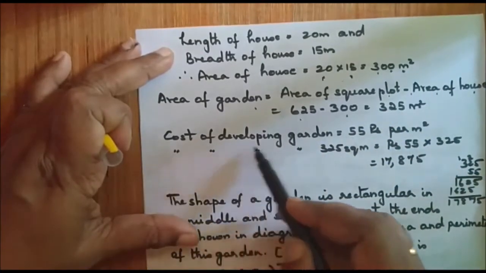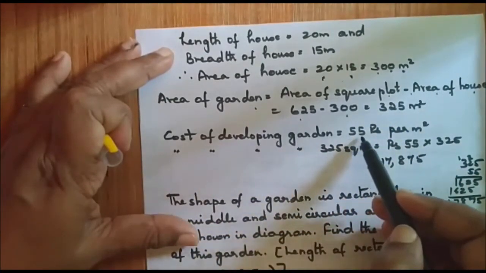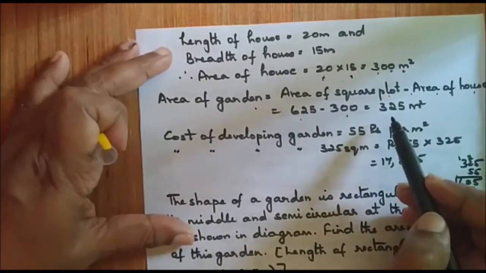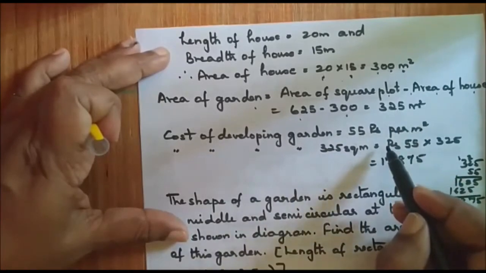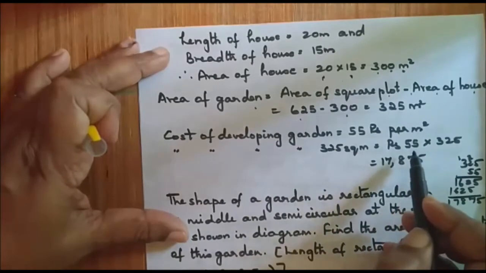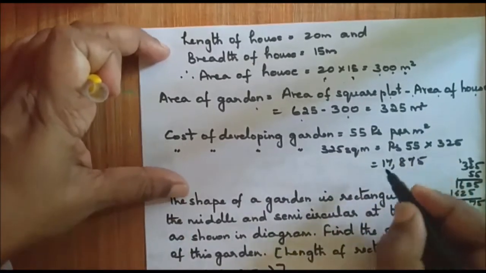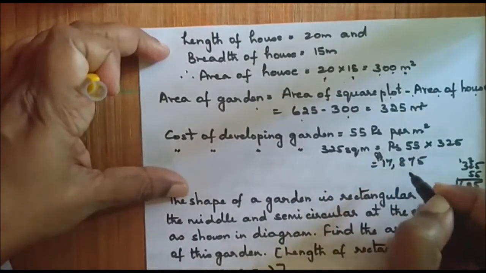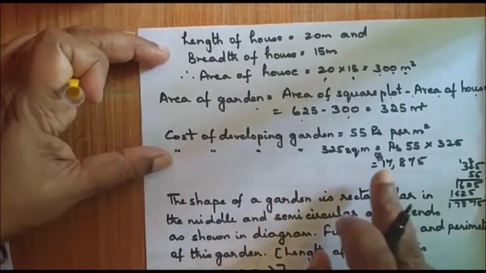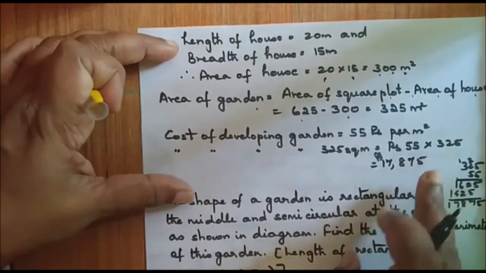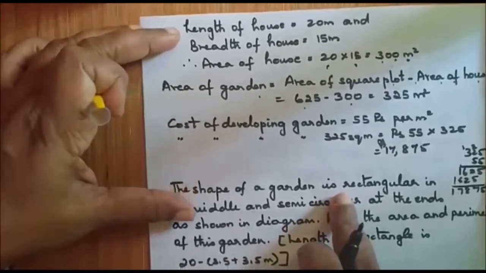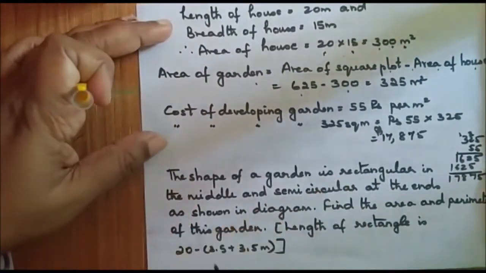Now what is the cost of developing the garden? It is rupees 55 per meter squared. The total area is 325 meters squared and the rate is 55. So the cost of developing the garden is nothing but 55 into 325, which is 17,875 rupees. I hope you get it. If you multiply 55 into 325, you will get 17,875. Okay, now we'll go to the next problem.